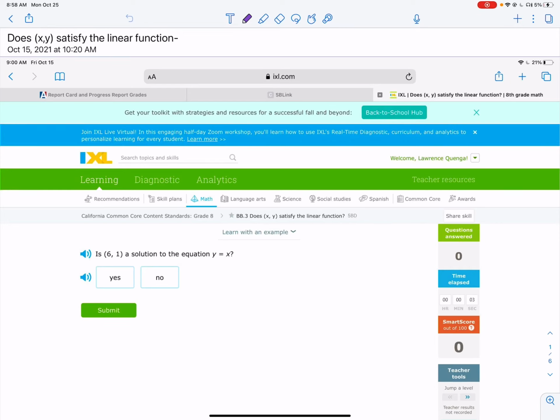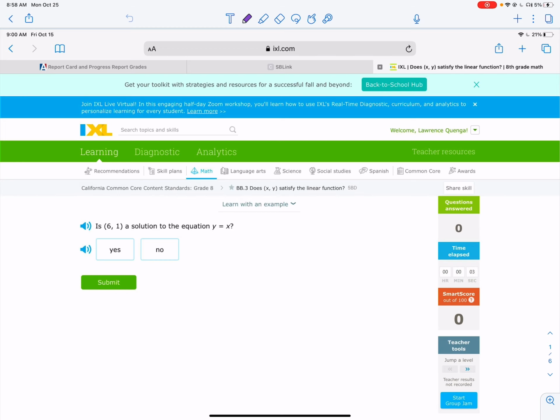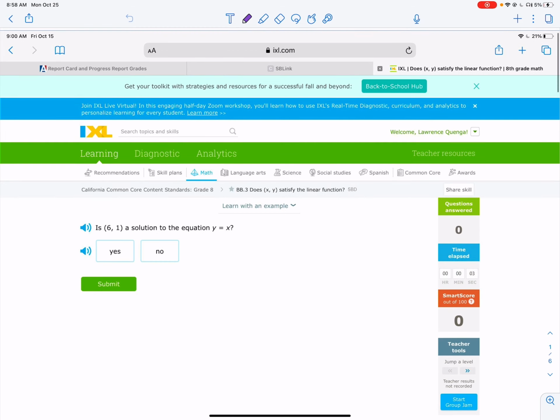All right, so it's asking us here to figure out if xy satisfies the linear function. So is (6, 1) a solution to the equation y equals 6? The thing we have to remember is that this coordinate is our x, y coordinate. That means that x is 6 and y equals 1. So we're going to write our equation, okay?